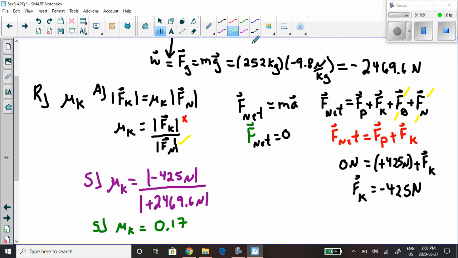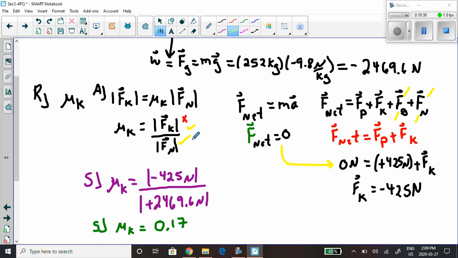But there's no acceleration, so the net force is 0. We can use that right in there. Net force is 0, we know the push force, and we have our only unknown left, the force of kinetic friction. So we find that the force of kinetic friction is equal to negative 425 newtons. That's good because frictional forces are usually in the opposite, or negative, direction. So now I can put a check mark next to that. Bingo bango, I solved it.